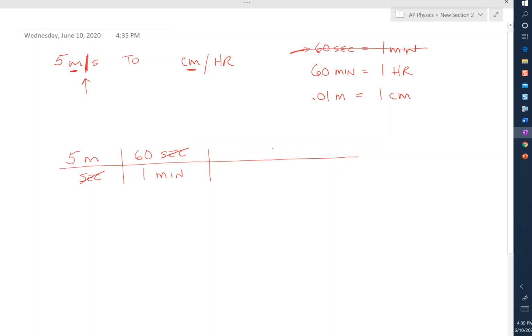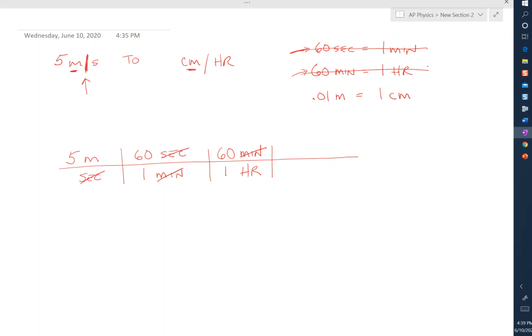So now I do it again because I need to get to hours. So I'm going to use this one this time. Again, I want my minutes to cross off, right? So I'll put my 60 minutes on top and my 1 hour on bottom. Again, if you flip these over, it won't be able to cancel out the minutes. So think about it before you put it on there. Which one goes on top, which one goes on bottom. Make sure you write the units. All right, so now I've done my time.